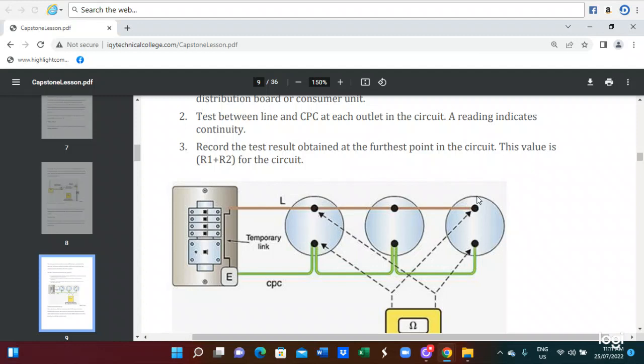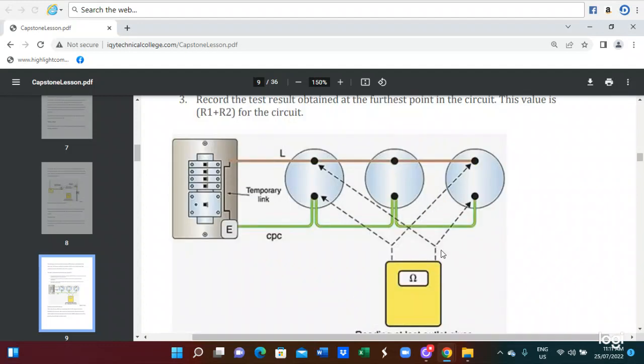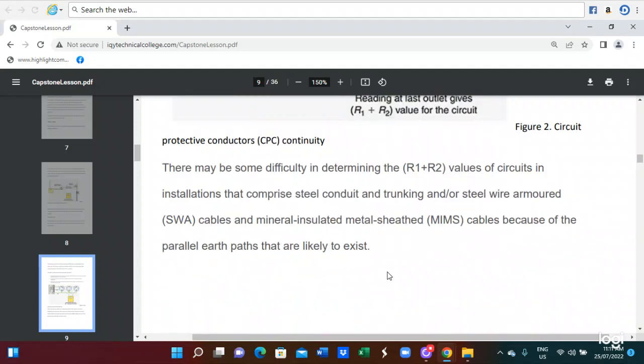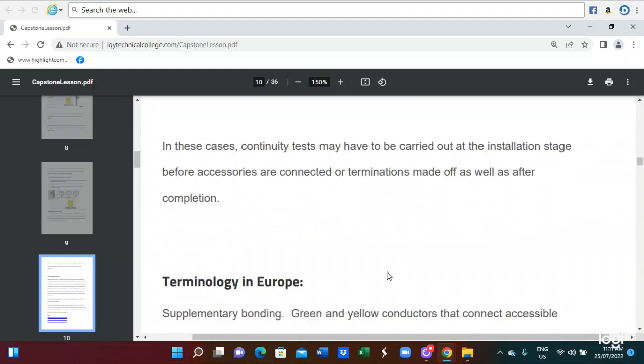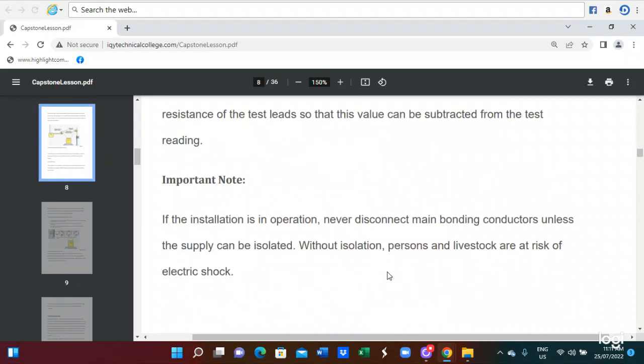So by this way, you also have to read the resistance. This resistance will be R1, and this one resistance will be R2. So this R1 and R2 you have to read, and then you have to compare R1 and R2, and also find out the R1 and R2 value. This R1 and R2 value must agree with this information.